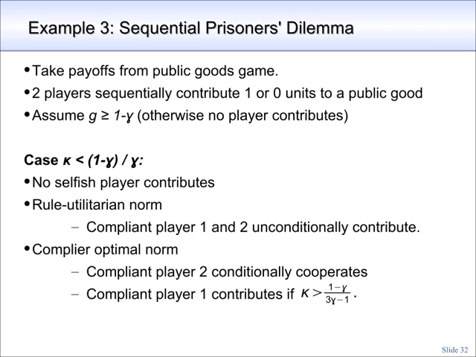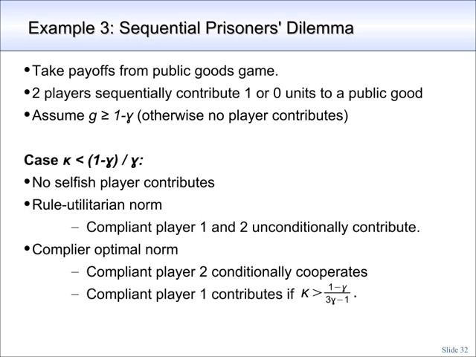Now rule-utilitarian and complier optimal norms differ. Since the behavior of selfish players cannot be changed, but still total utility increases if more players contribute, a rule-utilitarian norm prescribes both the compliant player 1 and 2 to unconditionally contribute. This means a player 2 shall contribute even if he observes that player 1 did not contribute. In experiments, unconditional cooperation of a second mover is however almost never observed.